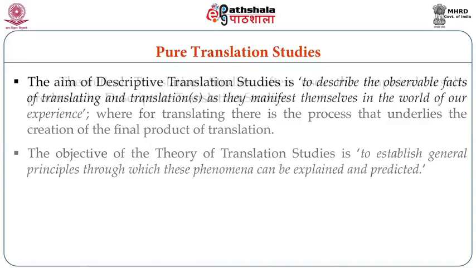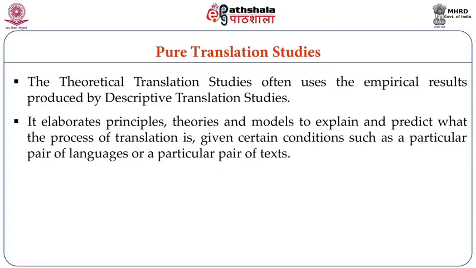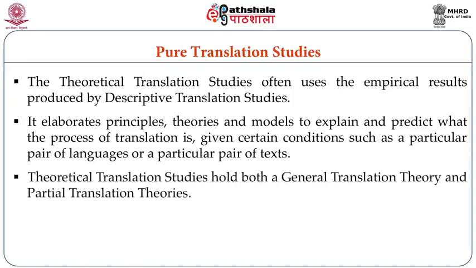The objective of the theory of translation studies is to establish general principles through which these phenomena can be explained and predicted. Theoretical translation studies often uses the empirical results produced by descriptive translation studies, or DTS. It elaborates principles, theories and models to explain and predict what the process of translation is given certain conditions, such as a particular pair of languages or a particular pair of texts. Theoretical translation studies hold both a general translation theory and partial translation theories. Holmes established the final aim of the discipline as the elaboration of a general theory capable of explaining and predicting all phenomena regarding translating and translation.